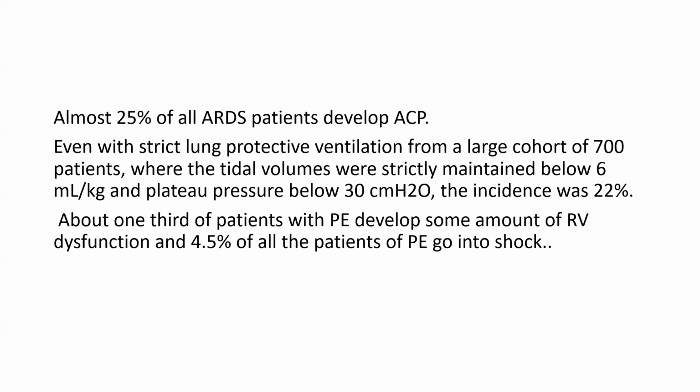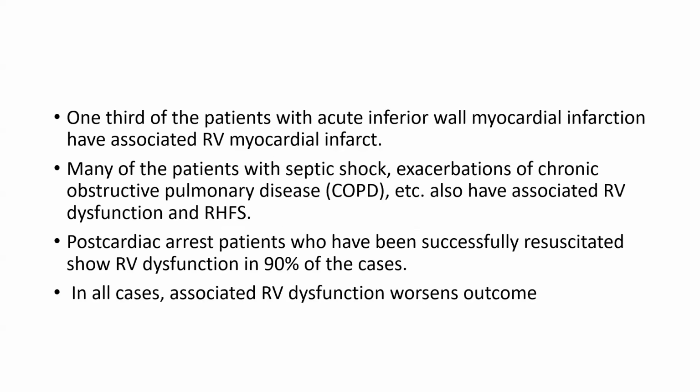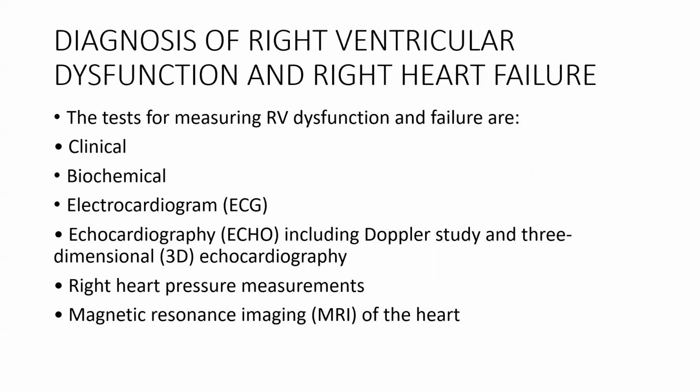About one third of patients with pulmonary embolism develop some amount of RV dysfunction, and 4.5% of patients with PE go into shock. One third of the patients with acute inferior wall infarction have associated RV myocardial infarction. Many of the patients with septic shock and exacerbation of COPD also have associated RV dysfunction and right heart failure syndrome. Post-cardiac arrest patients who have been successfully resuscitated showed RV dysfunction in 90% of cases. In all cases, associated RV dysfunction worsened the outcome.